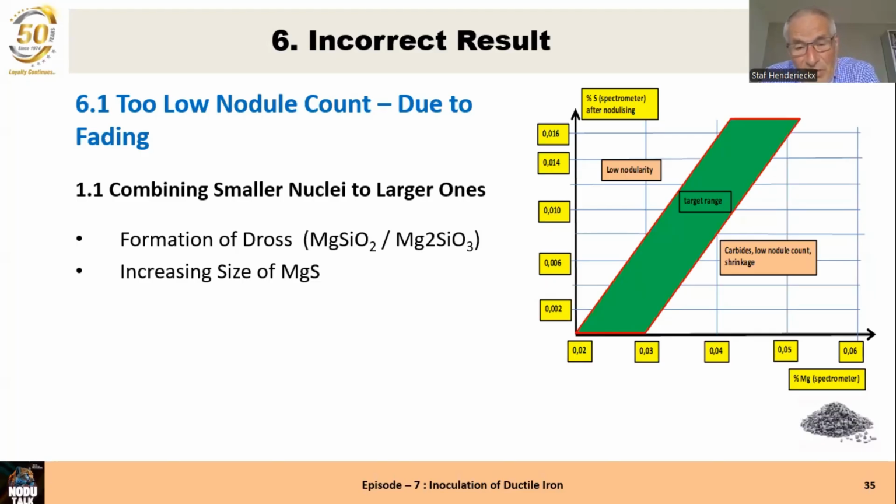There is also another one. If the magnesium sulfur is too large in size, you will have fewer nuclei. That's the problem when some of the nodulizing, especially the wire nodulizing, gives in principle bigger magnesium sulfur components which will float up quicker and will not act as nuclei, because it must be less than 10 micrometer. If it's more, it will not act as a nuclei anymore.